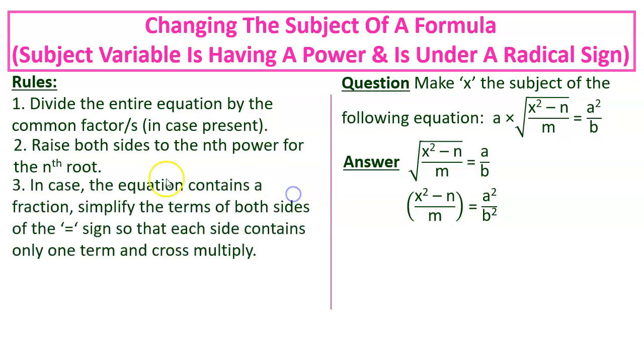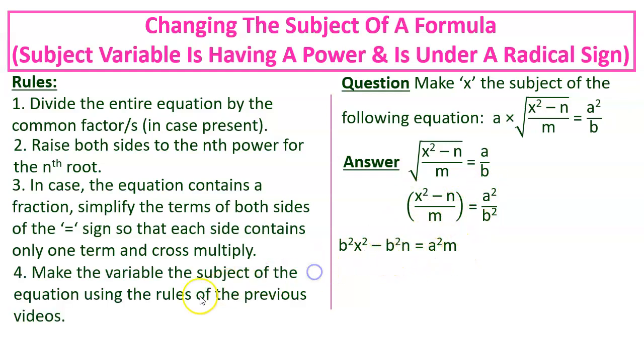Rule number 3. In case the equation contains a fraction, two fractions, one on each side, simplify the terms of both the sides of the equal to sign so that each side contains only one term, and cross multiply. So we will be multiplying this x squared minus n with b squared and this a squared with m. So it is b squared x squared minus b squared n equal to a squared m.